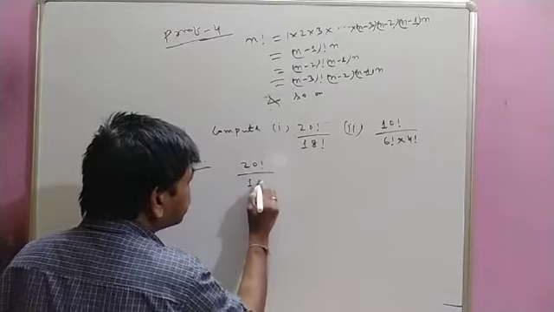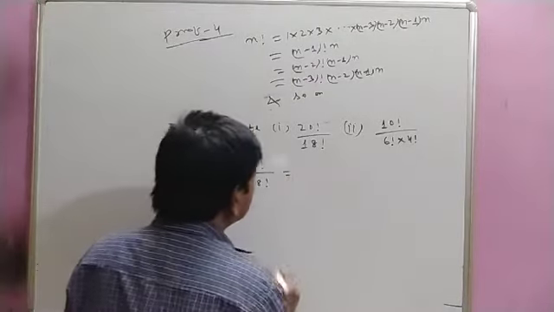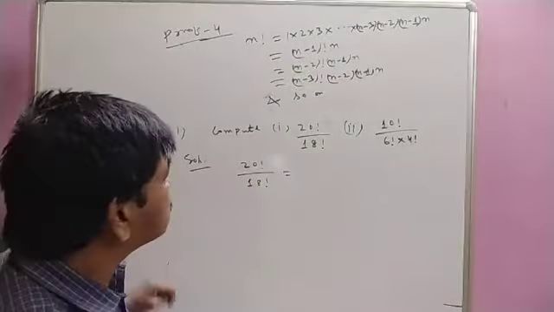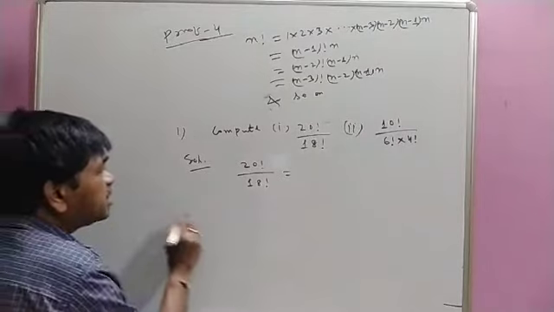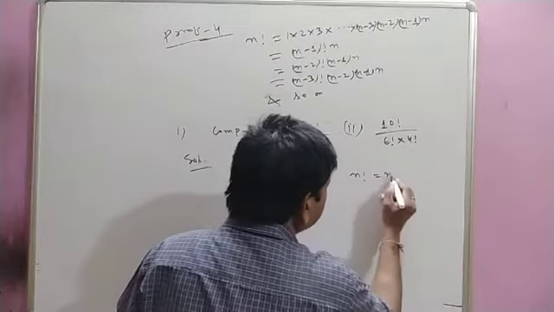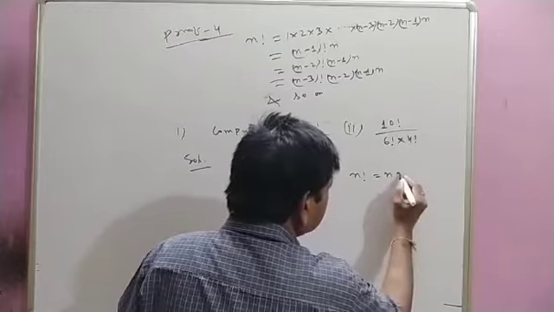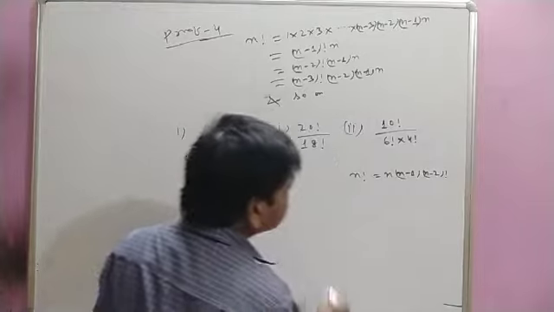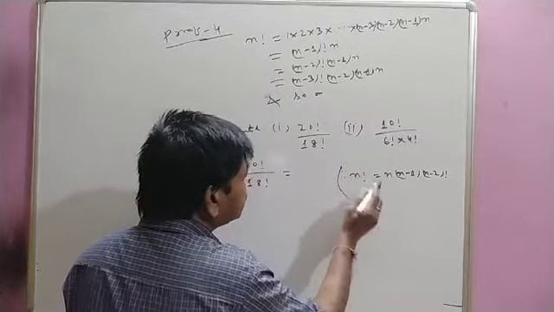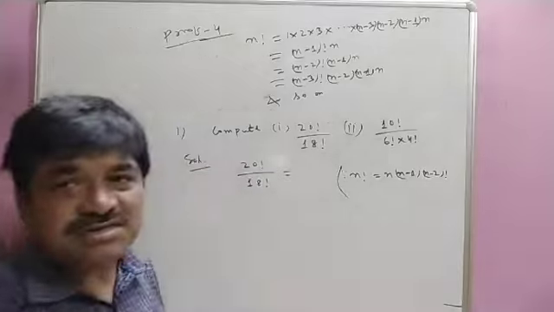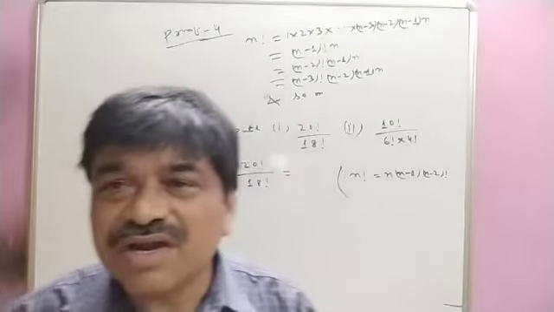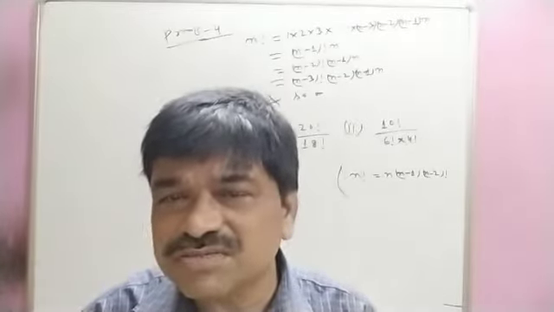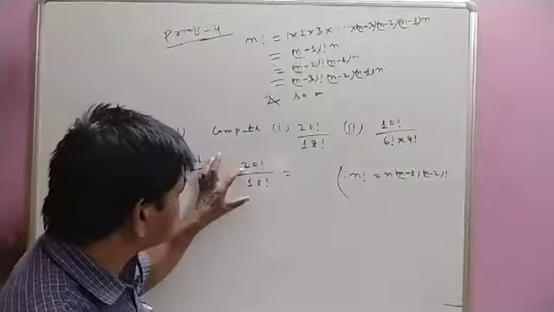20 factorial by 18 factorial. So 20 factorial, you can write 20 into 19 into 18 factorial. You see, n factorial, as we discussed earlier, is n into n minus 1 factorial. You can also write n into n minus 1 into n minus 2 factorial. Remember, if the numerator and denominator contain factorial notations, observe which one is bigger and which one is smaller.